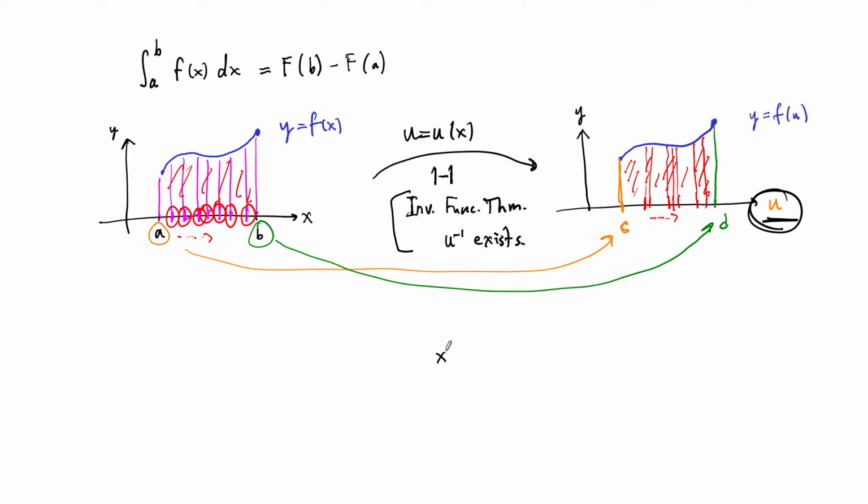So what does that mean? That means that x is equal to u inverse of u. It's kind of weird when you have all the same symbols, so I won't even write it that way. But here's what it really means: if you have du dx, this can be inverted, right? And so you can write this as 1 over dx du, and vice versa.